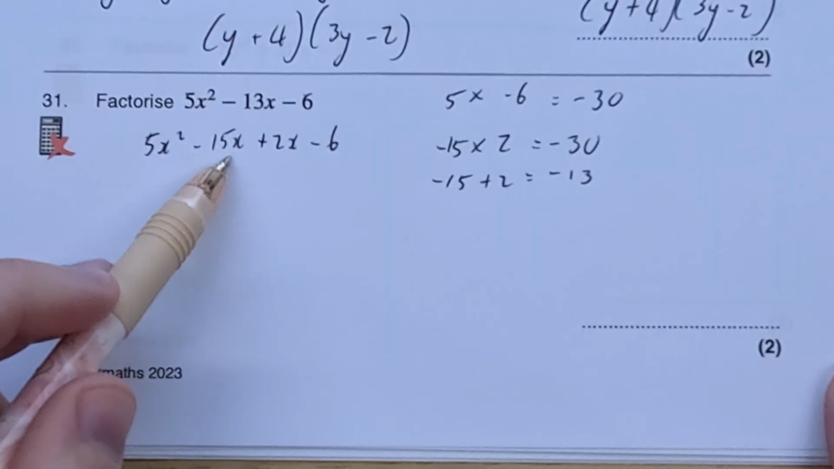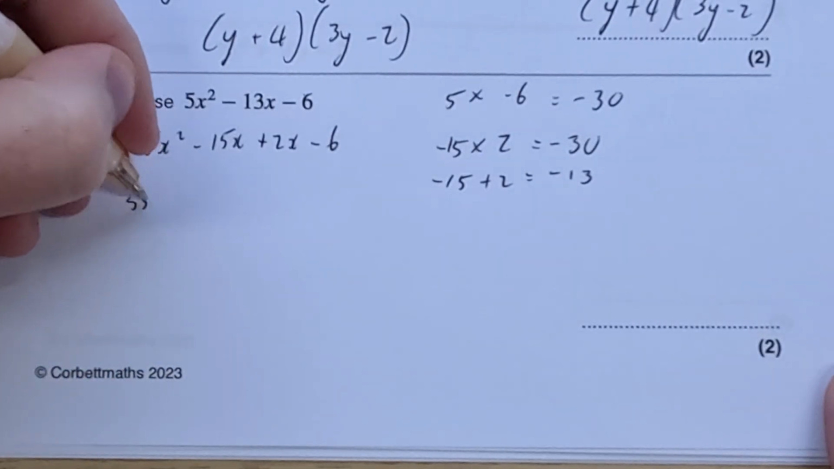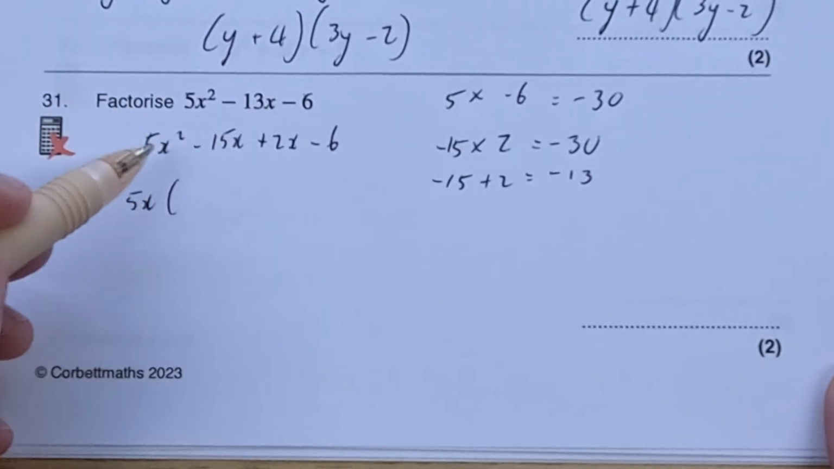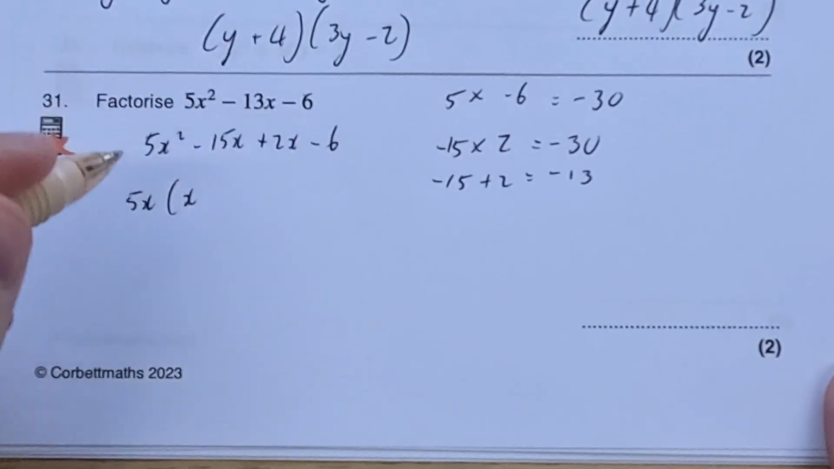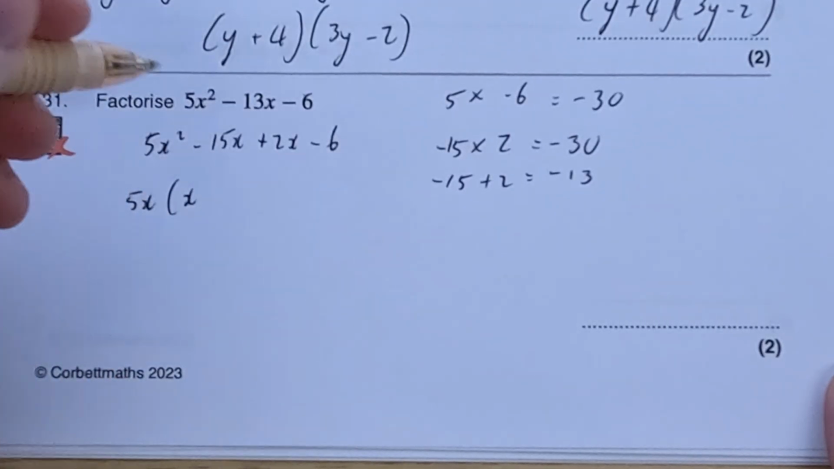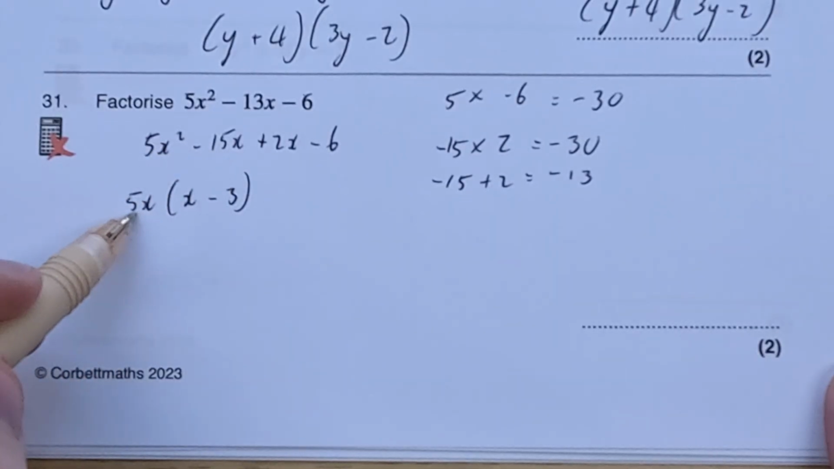5x squared minus 15x, well, we can divide both of those by 5x. So 5x, and then in brackets. If we divide both of them by 5x, 5x squared divided by 5x is just x, and minus 15x divided by 5x will be minus 3. So that's what we get when we divide both of these by 5x.